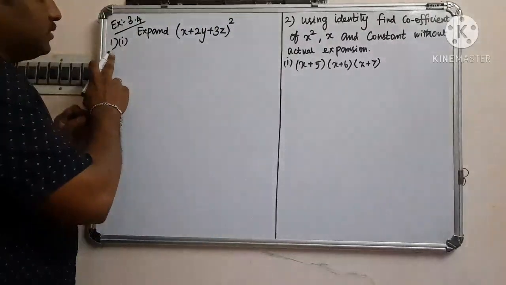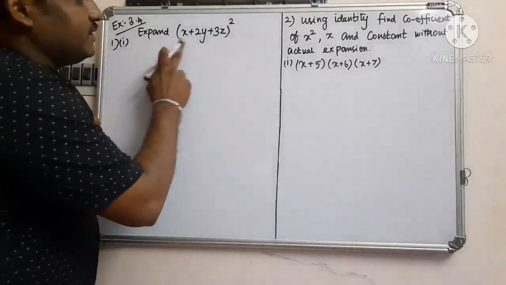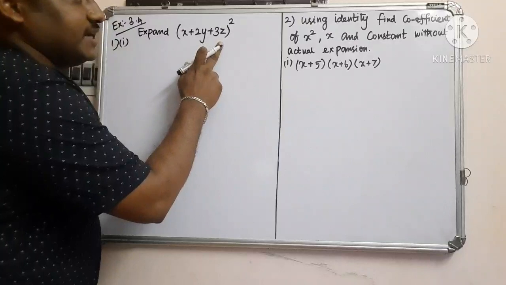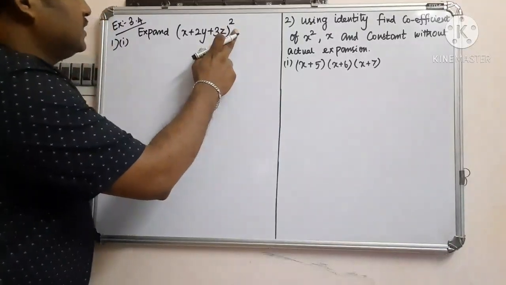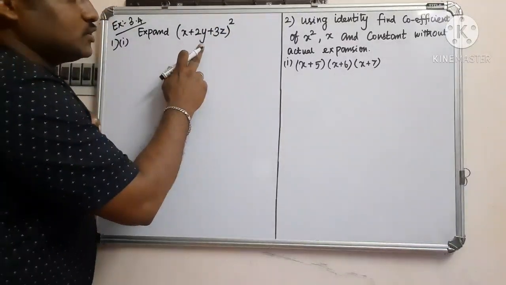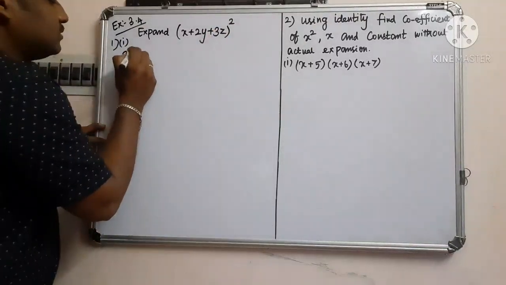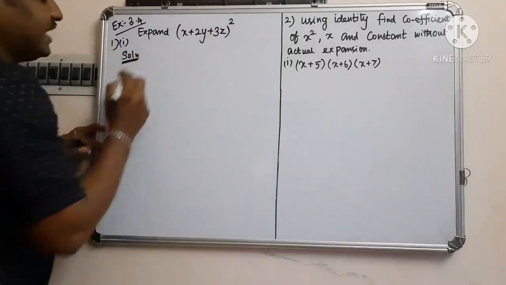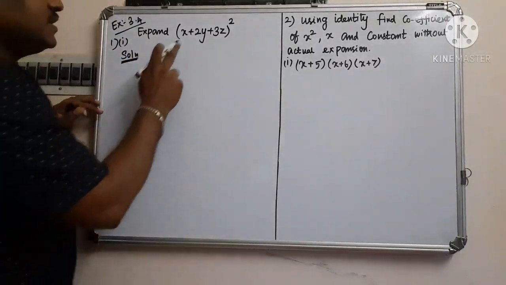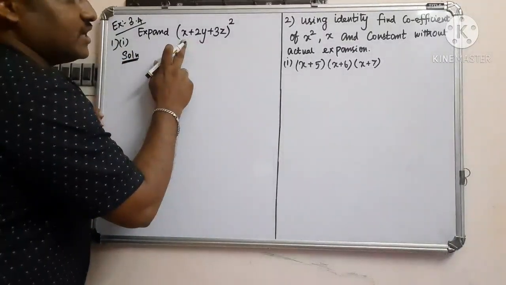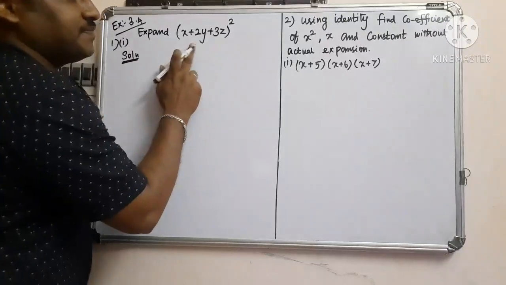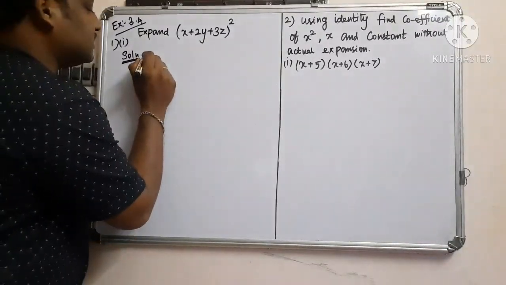3.4. Question number 1. Expand (x plus 2y plus 3z) the whole square. So we have to expand (x plus 2y plus 3z) the whole square. Solution. So we have to use the algebraic identities. How many terms are there? 1, 2, 3. So we have to use the identities.